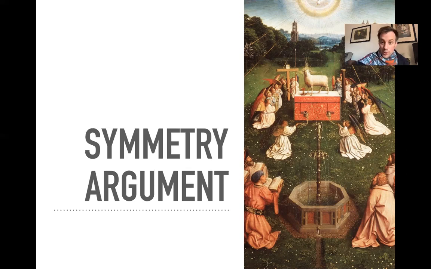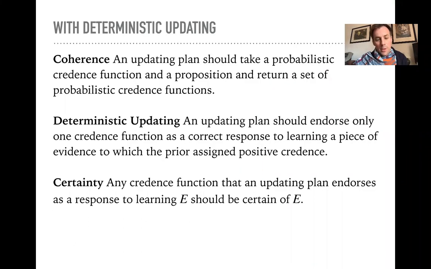So now we're going to move on to the symmetry argument. The symmetry argument is an entirely different sort of argument. Instead of specifying some goal that your credences have, and then figuring out a way of measuring how well they attain that goal, and then showing that if you don't update by conditionalizing, then you somehow do less well at that goal than you might have done.